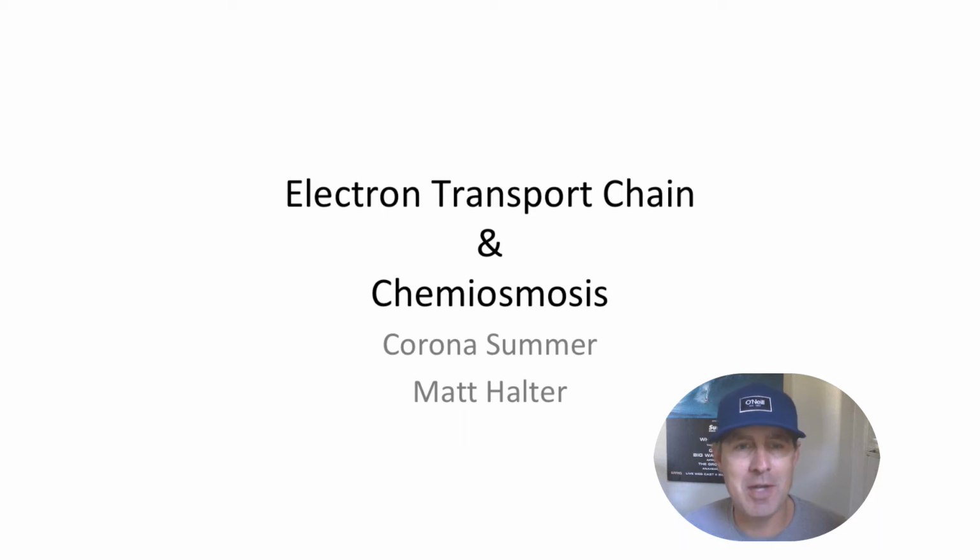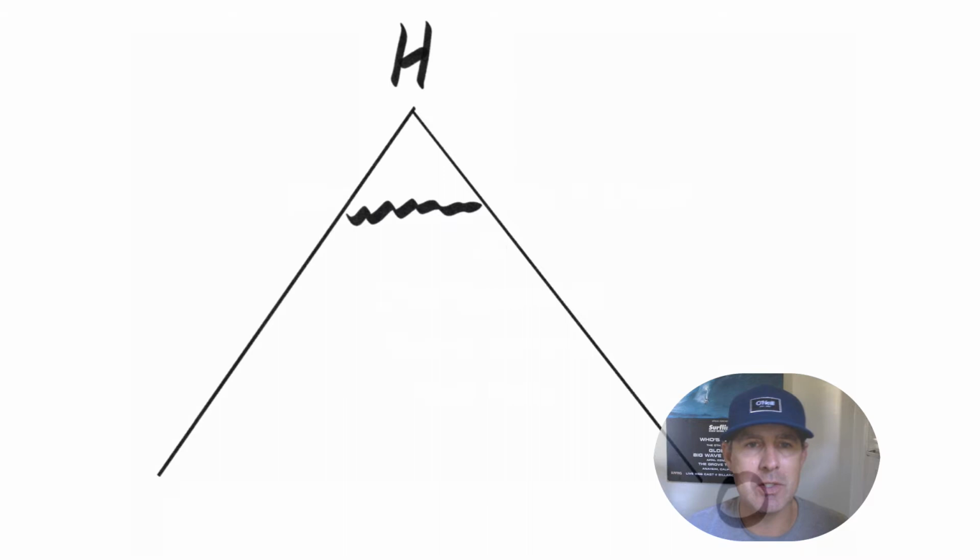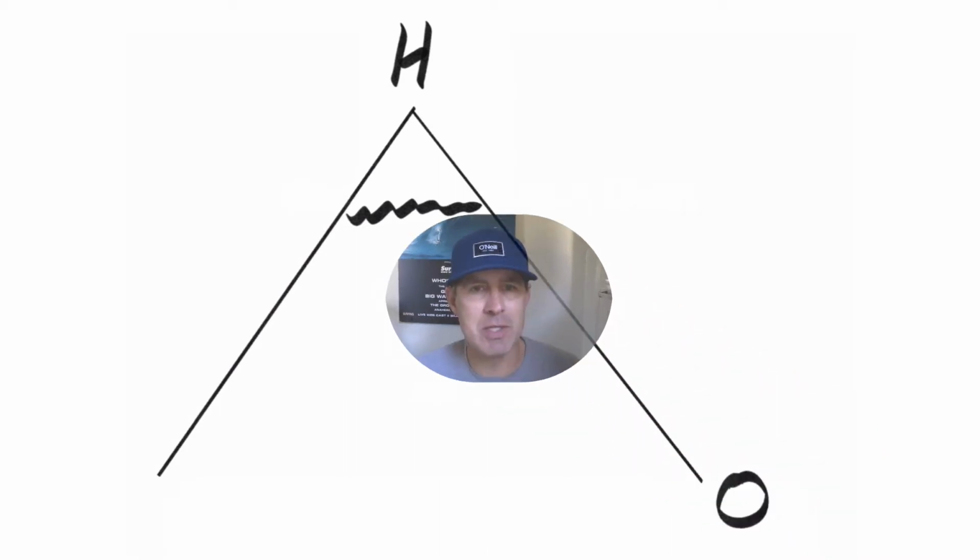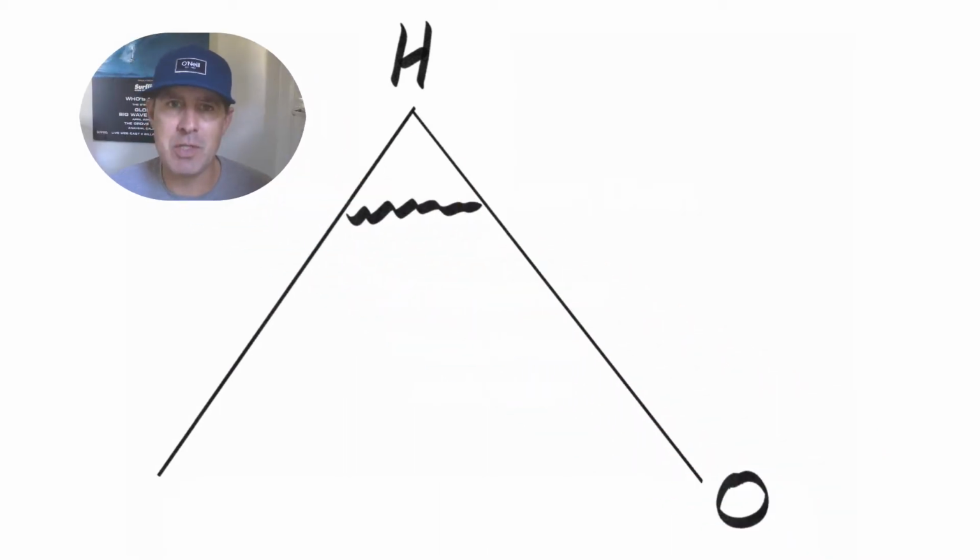This is the long-awaited lecture on the electron transport chain and chemiosmosis. So I want to establish some things about the hydrogen ion that we talked about in our last video when we were referring to NADH. Here we see a snow-capped mountaintop. We have hydrogen at the top and oxygen at the bottom.